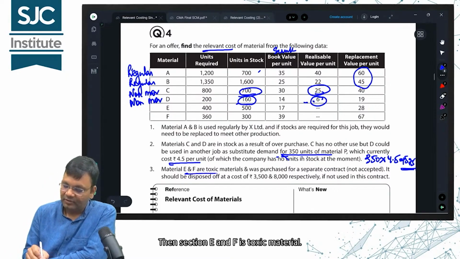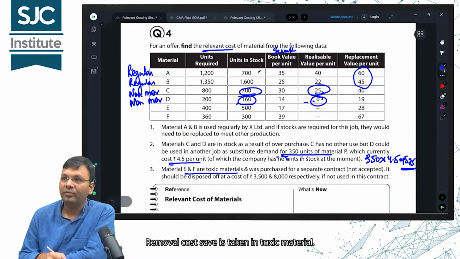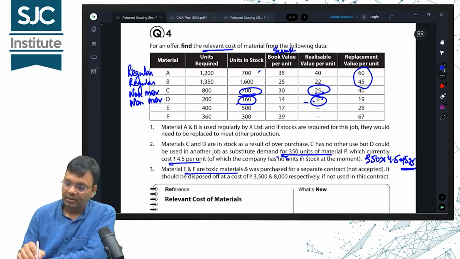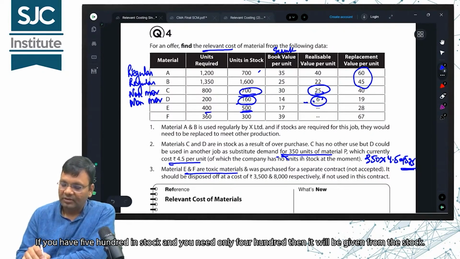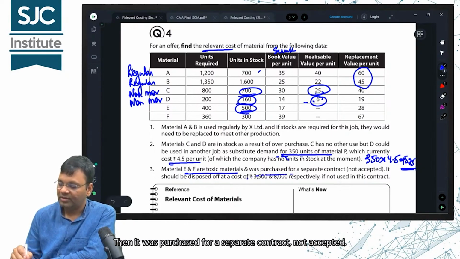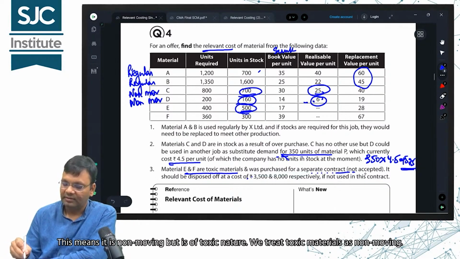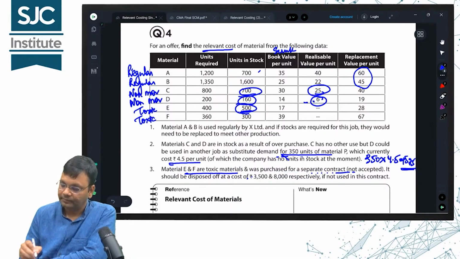Then sections E and F are toxic materials. Removal cost saved is taken in toxic material. If you have 500 in stock and you need only 400, then it will be given from the stock. Then it was purchased for a separate contract, not accepted. This means it is non-moving but is of toxic nature. We treat toxic materials as non-moving.